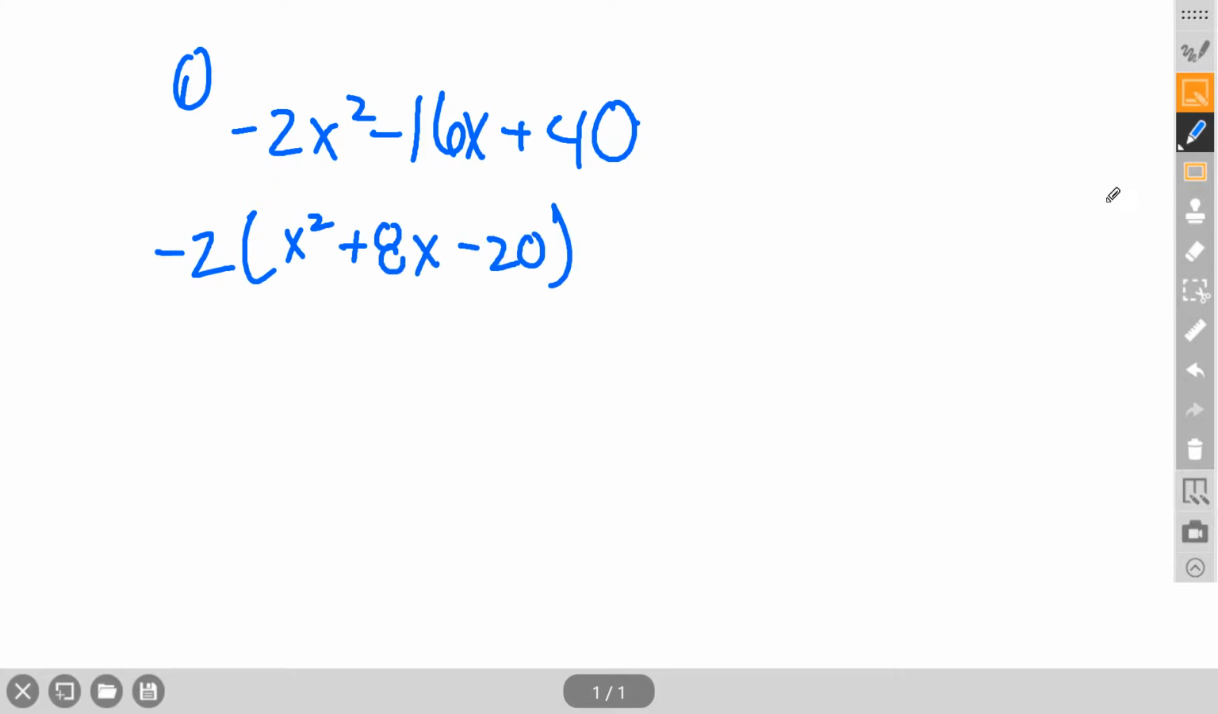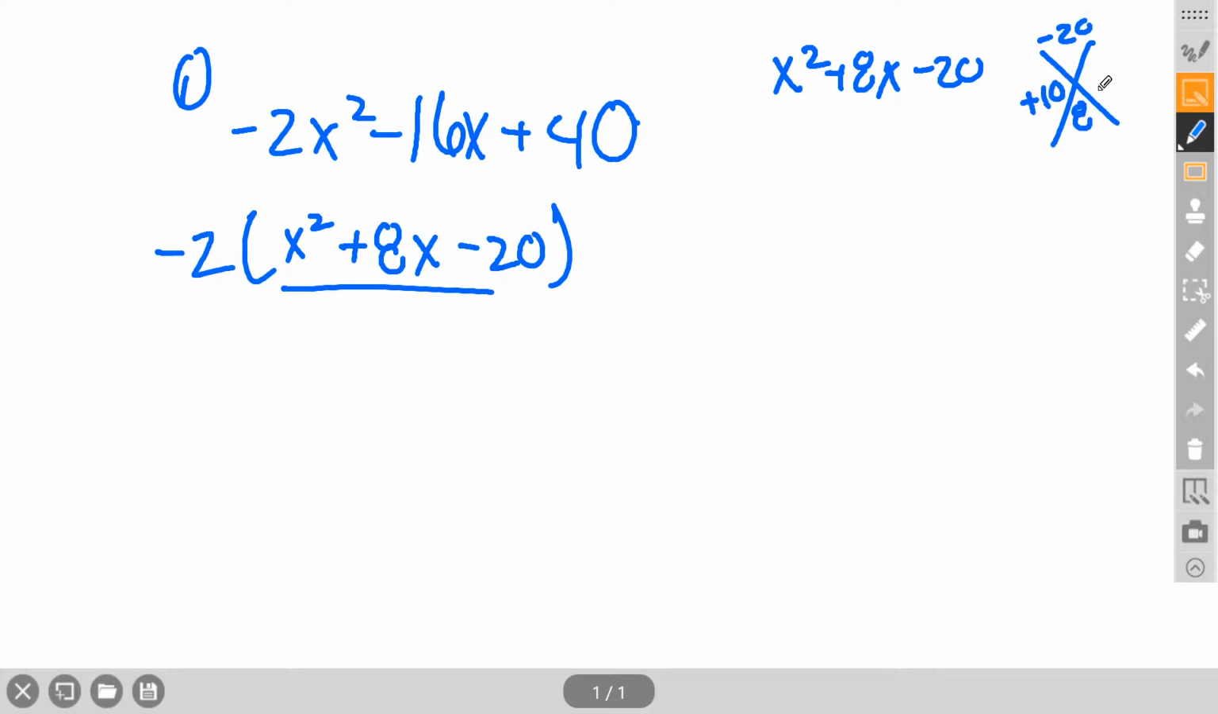All right, now I want to factor this. I want to factor x squared plus 8x minus 20 because I already know one of the factors is negative 2. So I'm going to do a times c and b. The two numbers I'm looking for are positive 10 and negative 2. That will allow me to split this up using grouping. So plus 10x minus 2x minus 20.